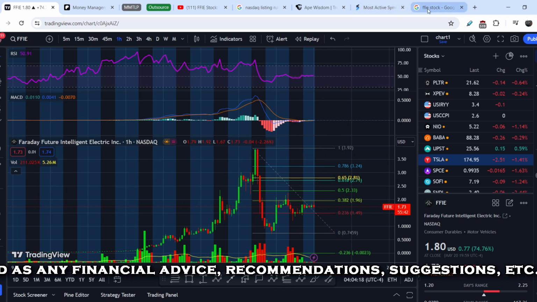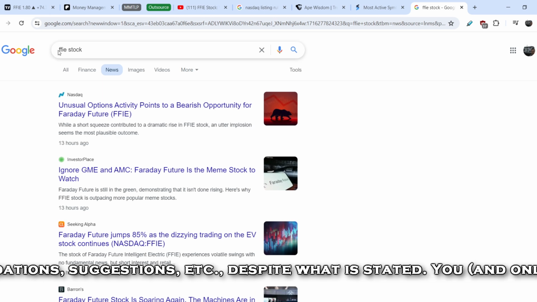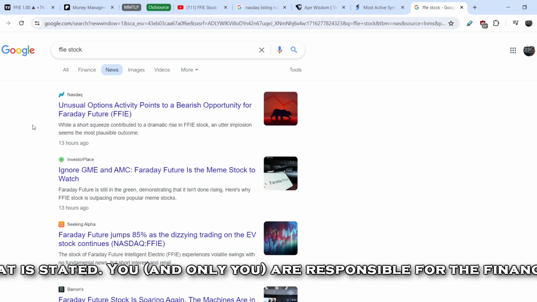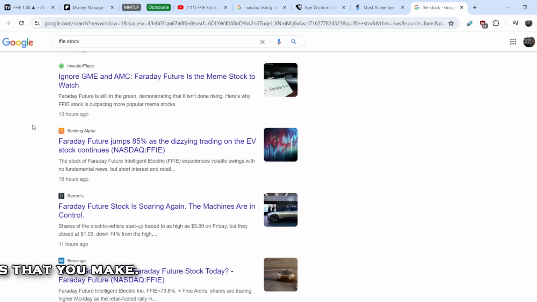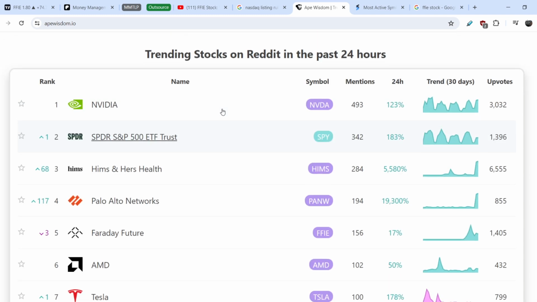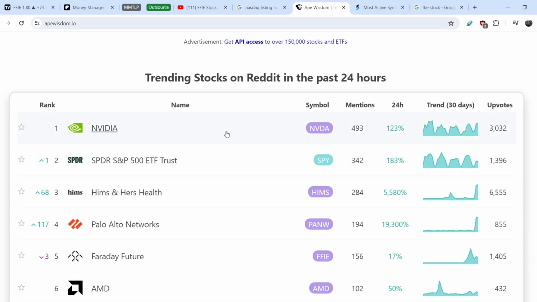In a minute, I will show you what levels you should be aware of. But first, let's take a look at the sentiment around this stock. If you type FFIE stock in the Google search bar and switch to the news subfolder, you will find a lot of recent news that might be the catalyst, and basically it is a reflection of its recent price action. If you take a look at the apewisdom.io website, which tracks the activity of the Wall Street Bets community, you can see that Faraday Future is in 5th place right now. It lost about 3 rows during the last trading session, but it still has a quite substantial number of mentions, about 156, and more than 1400 upvotes.